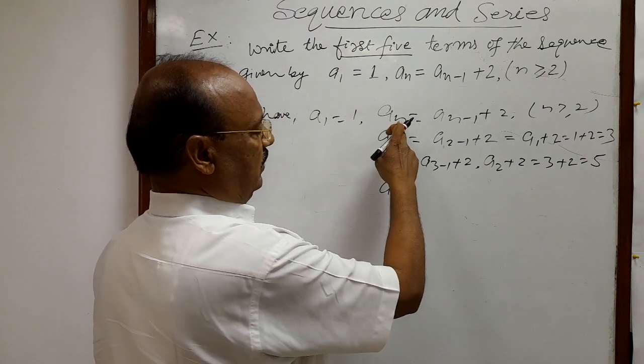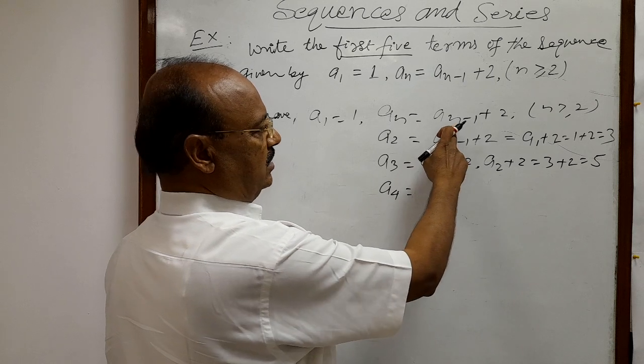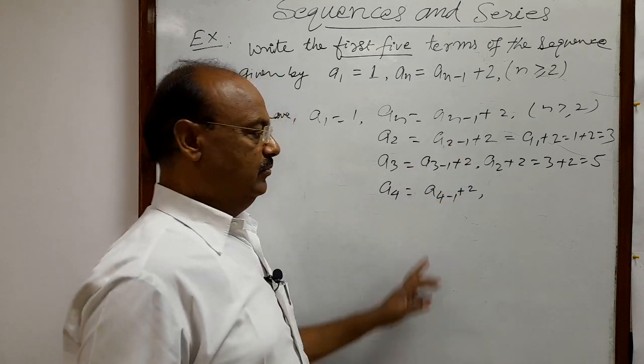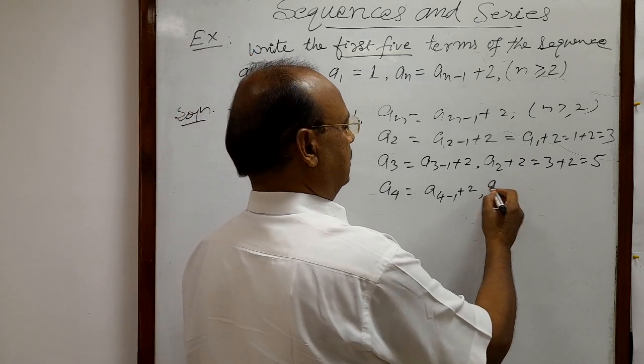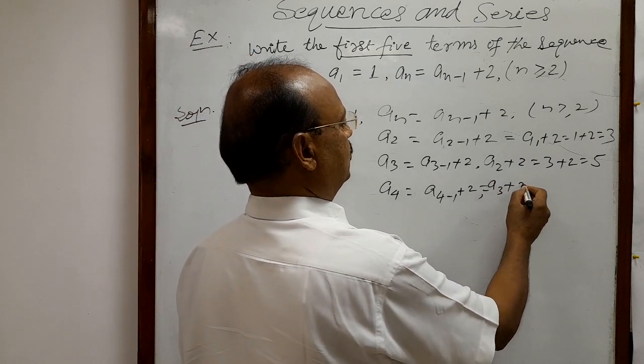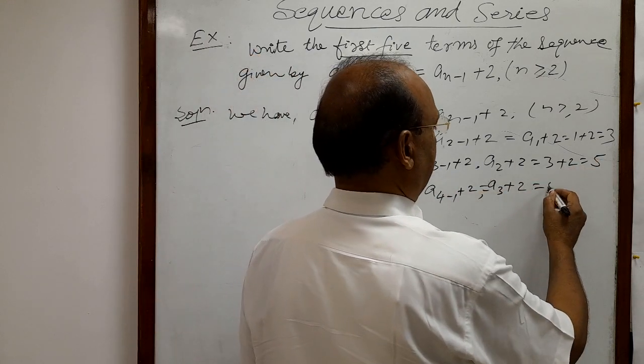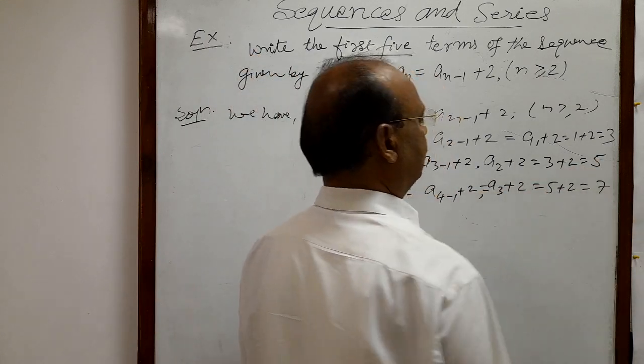Now let us find out a4. So we are replacing n here by 4. So on the right hand side we will get a4 minus 1 plus 2, and 4 minus 1 is 3. So this is equal to a3 plus 2, and a3 is how much? a3 is 5. So this is equal to 5 plus 2, and this is equal to 7.